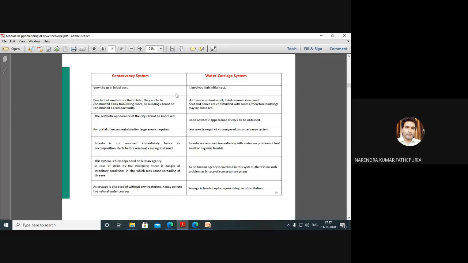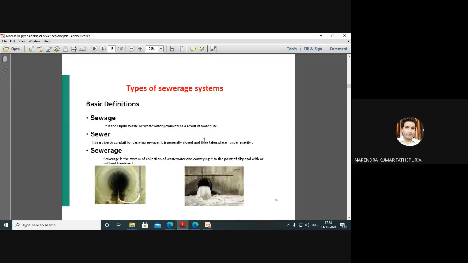This is the comparison of the conservancy system and the water carrier system. The water carrier system is what we use nowadays in our sewage treatment plants. Sewage is treated up to the required degree of sanitation. Less area is required compared to the conservancy system. There is no bad smell. It is a completely controlled environment for treating sewage water, and the water carrier system is applicable for both storm water as well as dry weather flow conditions. Industrial sewage can also be included in that.